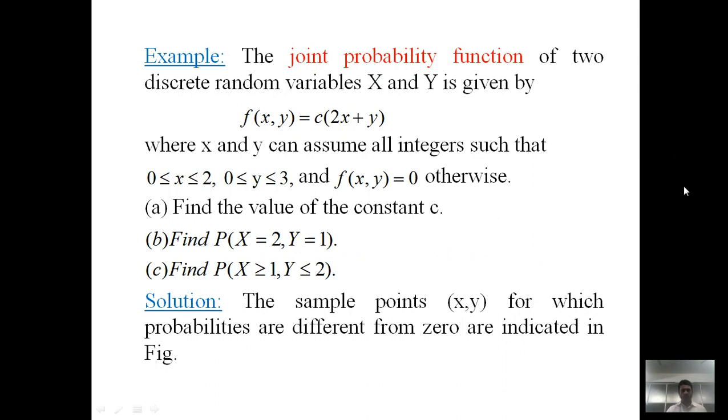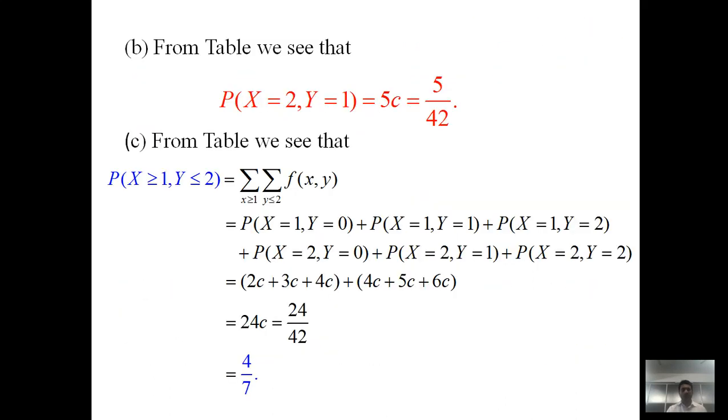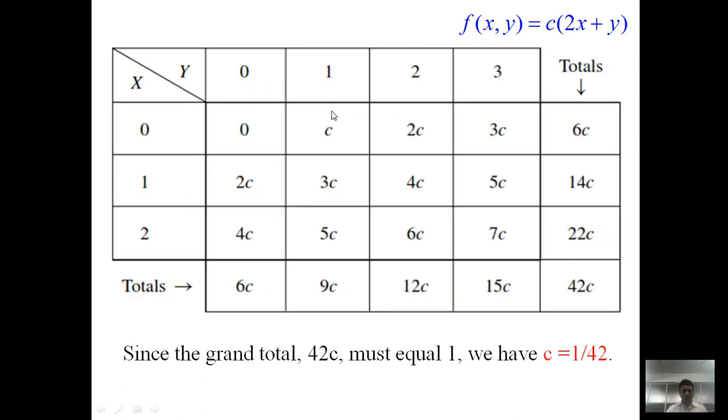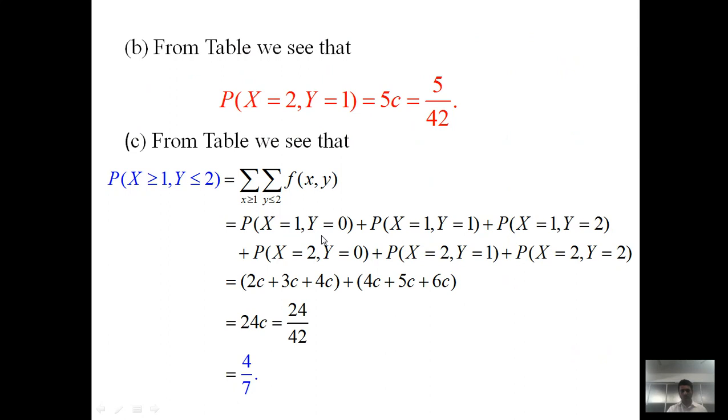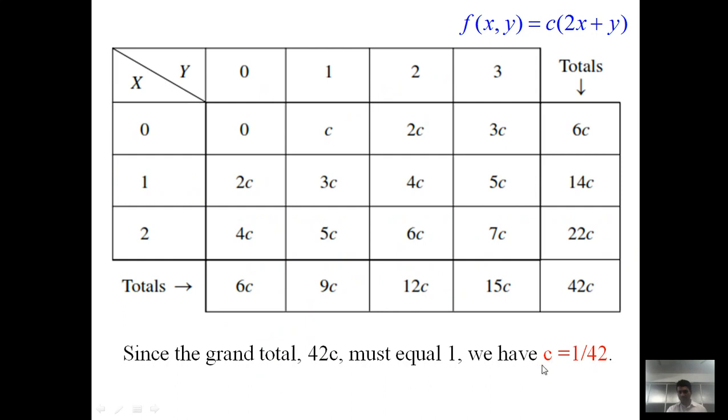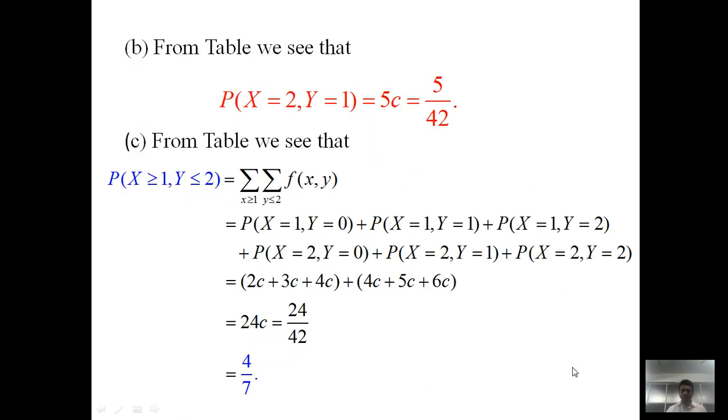Now next we have to find out the probability of x is equal to 2, y equal to 1. So from the table, x is 2, y is 1. See here, x is 2, that means this row, and y is 1, that means this column. So when x is 2, y is 1, the function f(x, y) takes the value 5c. But from the first option we have obtained c is 1 by 42. So just plugging in, we get the probability of x=2, y=1 is 5 by 42.